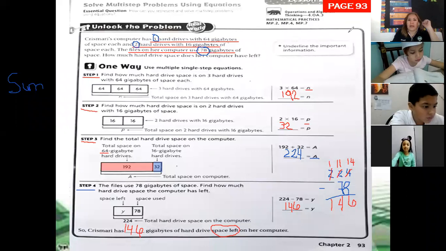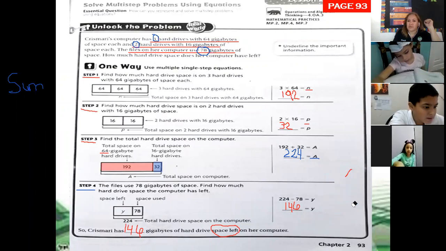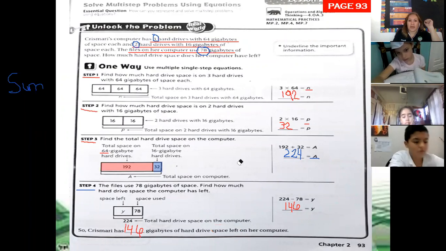Okay, guys, did you copy this? Did you complete the lines? Yes. Okay. So let's continue.